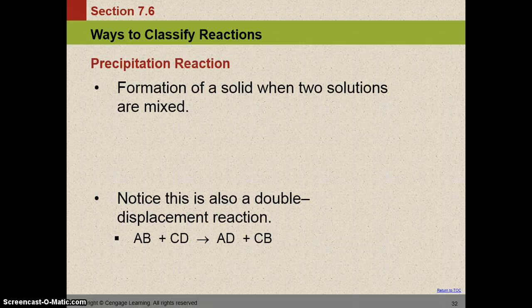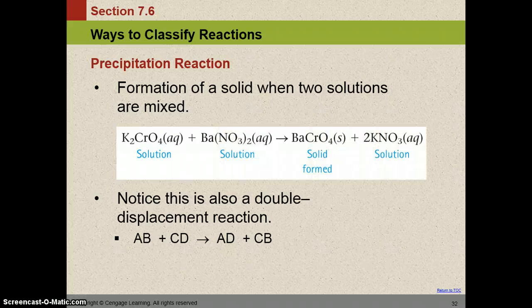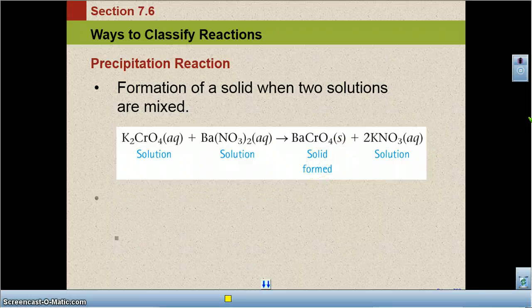Okay, let's look at precipitation reactions. Remember, we get a precipitation reaction when we have two aqueous solutions that go together to form a solid precipitate. And we see that here in this example. The solid is formed, barium chromate, after potassium chromate and barium nitrate being put together. Both of them are aqueous. So we have aqueous plus aqueous. We have a solid formed and aqueous.